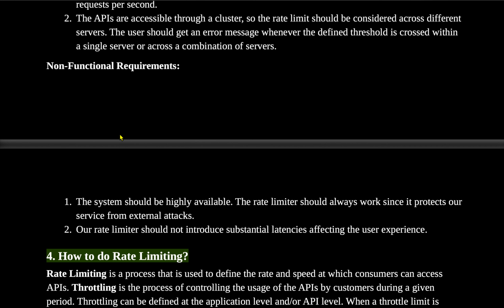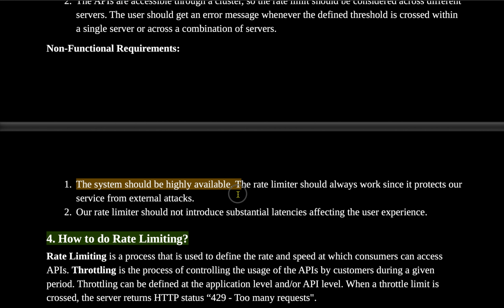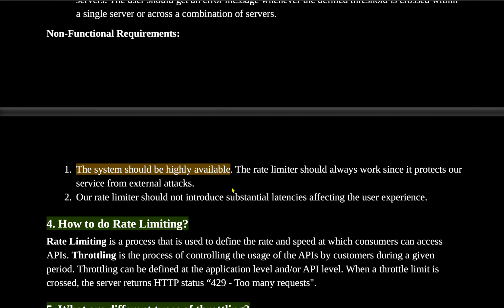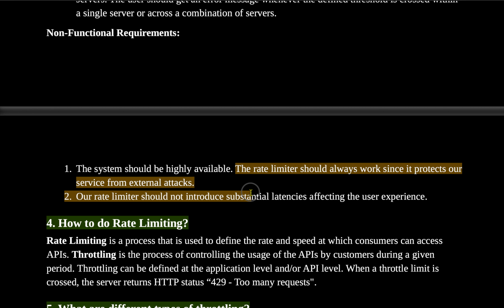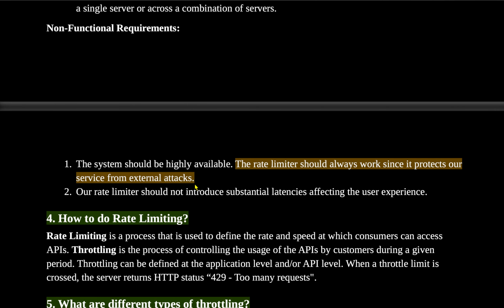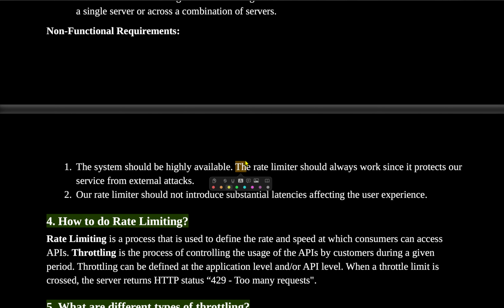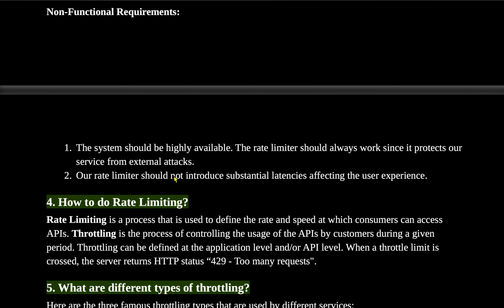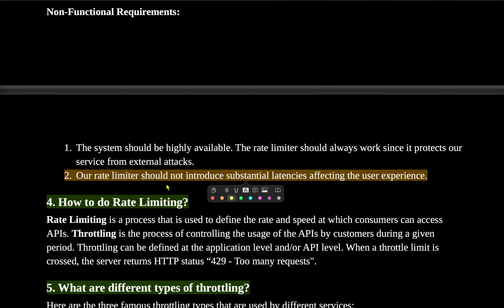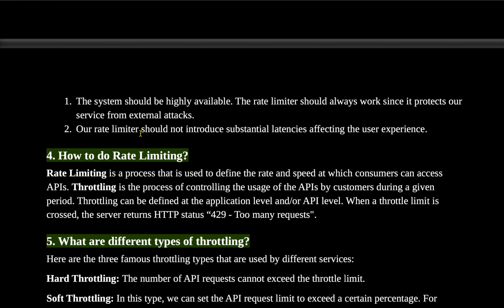There is also a non-functional requirement. The system needs to be highly available, because obviously if the rate limiter goes down, it is unable to protect the system. Either your system doesn't move forward, or if it moves forward, it would be exposed to a hell of a lot of things. The rate limiter should always work, since it protects our services from external attacks. Our rate limiter should not introduce substantial latencies affecting the user experience. And this is so true.